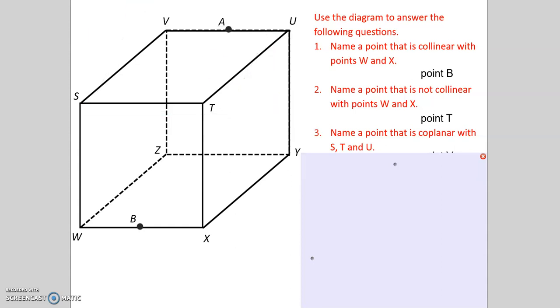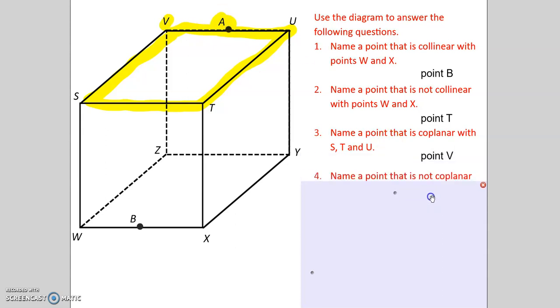Let's just shade. Let's get a highlighter. STU is right here. That plane. And this is what I would do in my notes. Highlight over it. So name a point that is coplanar with STU. It could be any of those other points, V or A, that is on that plane. Point V, I said.